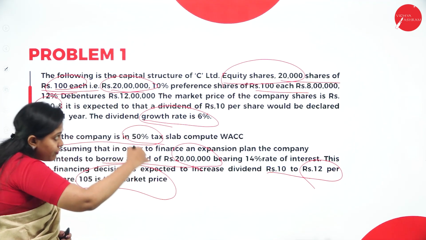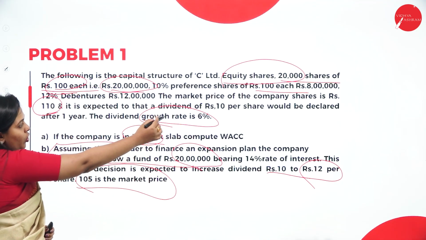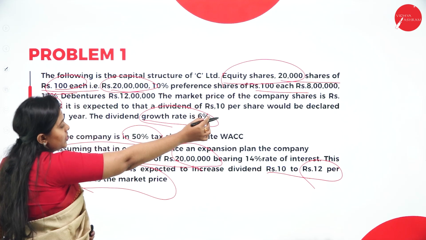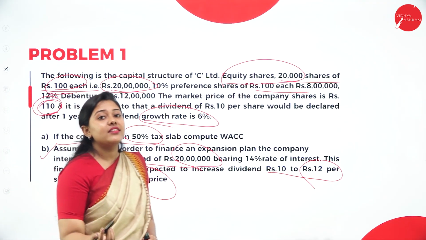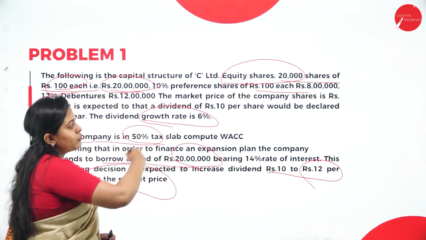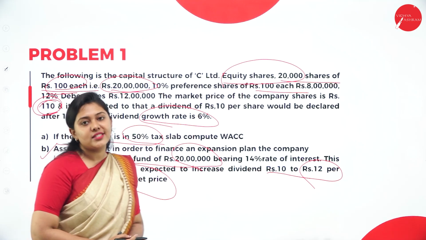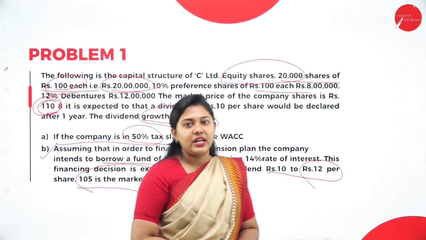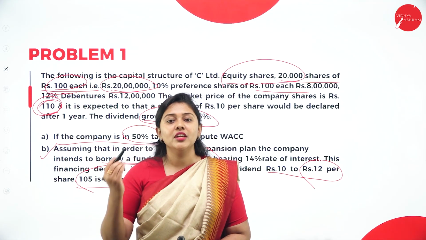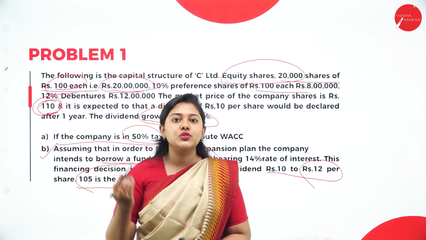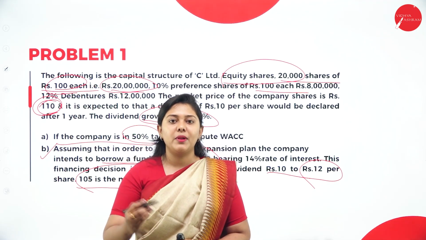20 lakh, and further they have given more information about equity share. The market price of the company share is 110 rupees, and the company is expected to pay the dividend of rupees 10, and the growth rate they have given is 6%. So what is the formula for calculating the cost of equity? Cost of equity is equal to dividend divided by net proceeds or market price plus growth.